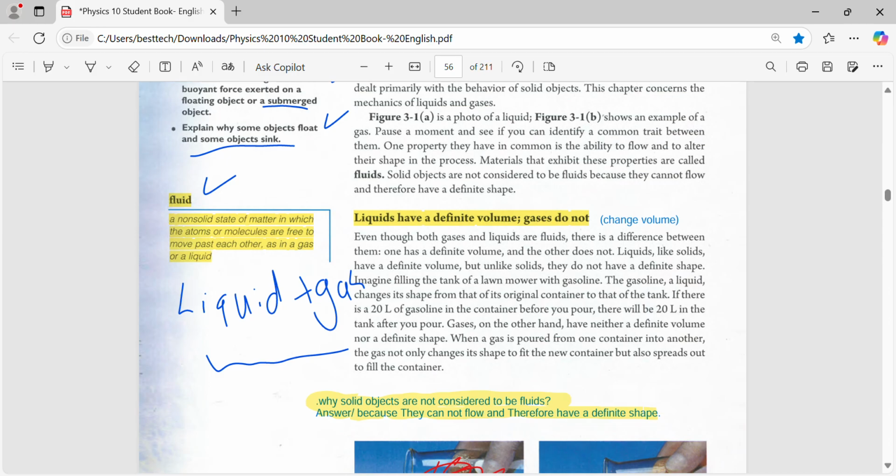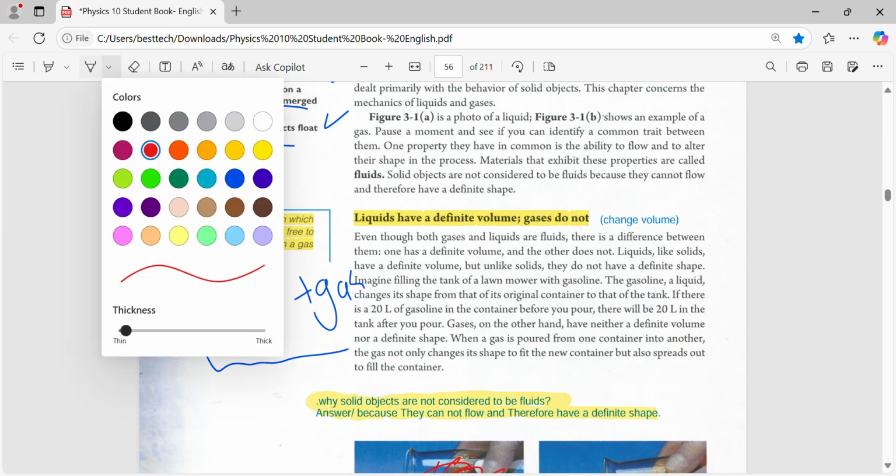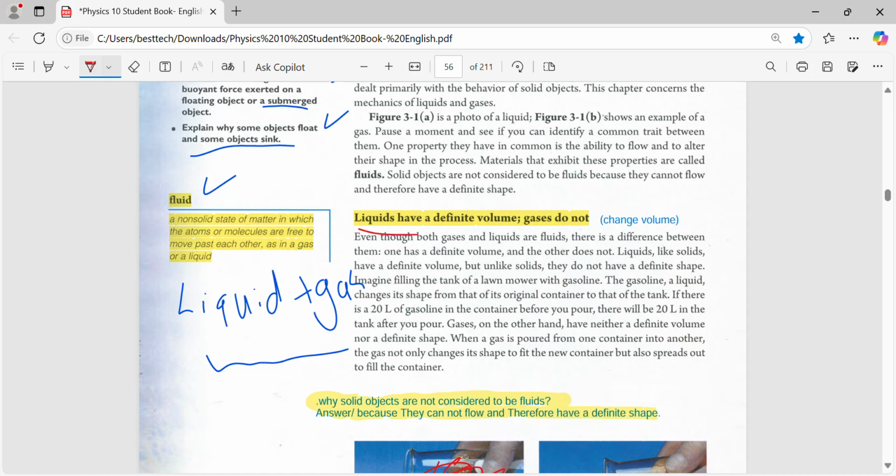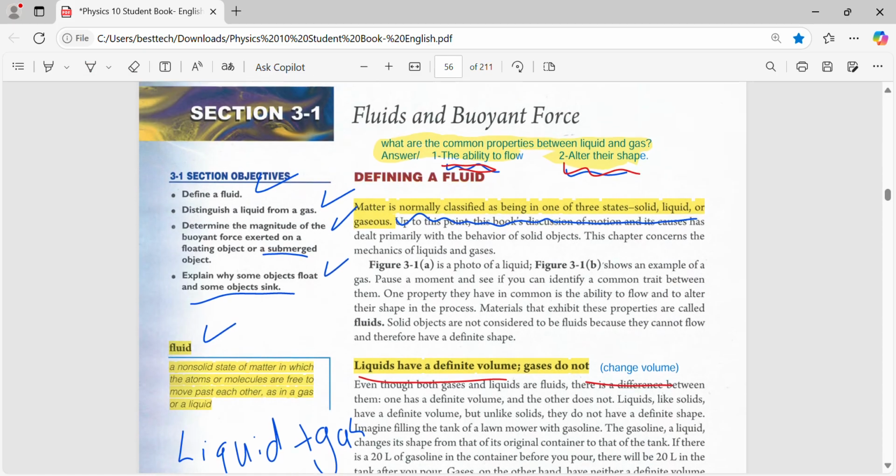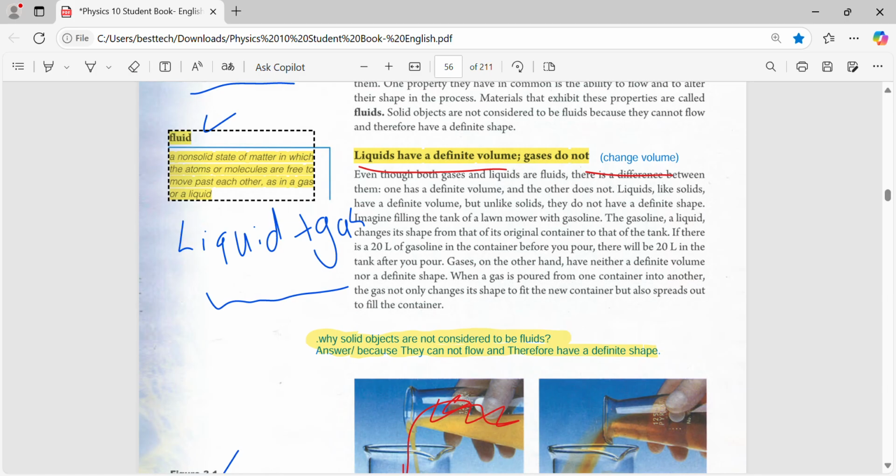Another property: liquid has a definite volume. Of course, the volumes of different liquids are different, but gas, no. Gas changes its volume. Look, I wrote change volume. So liquid has a definite volume, but gas will change. So the common properties between liquid and gas are that both can change their shape and both can flow from one container to another container.